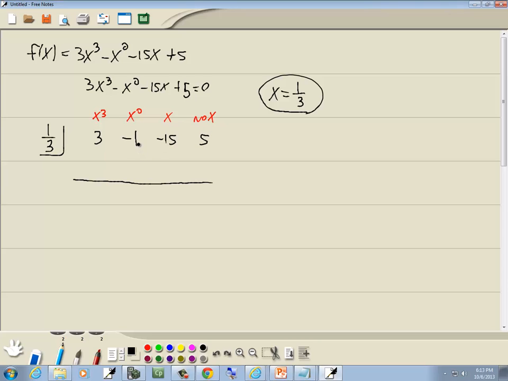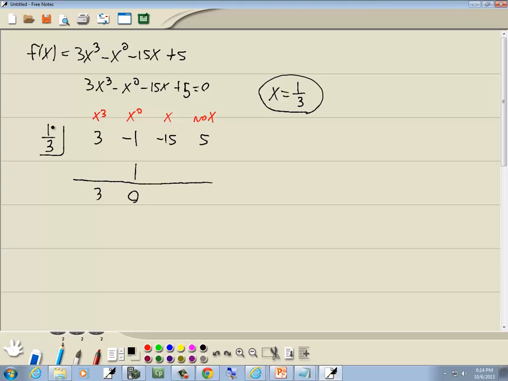Now we're going to go through a series of adding, multiplying over and over, until we're done. So we'll start with our far left column here. 3 plus nothing is 3. And we'll multiply. You multiply by the number in the box, by the number you just put down there. So 1/3 times 3 gives us 1. Then we'll add. -1 plus 1 is 0.